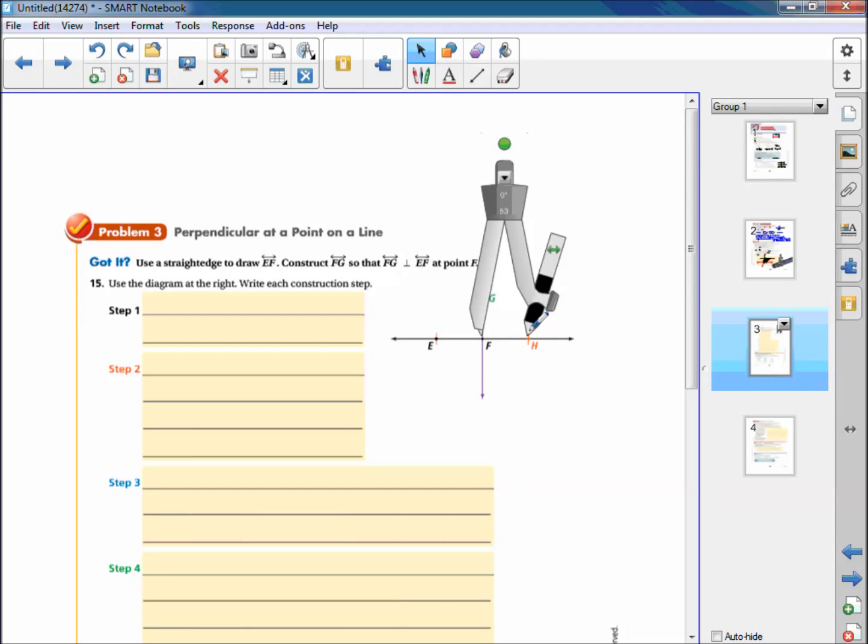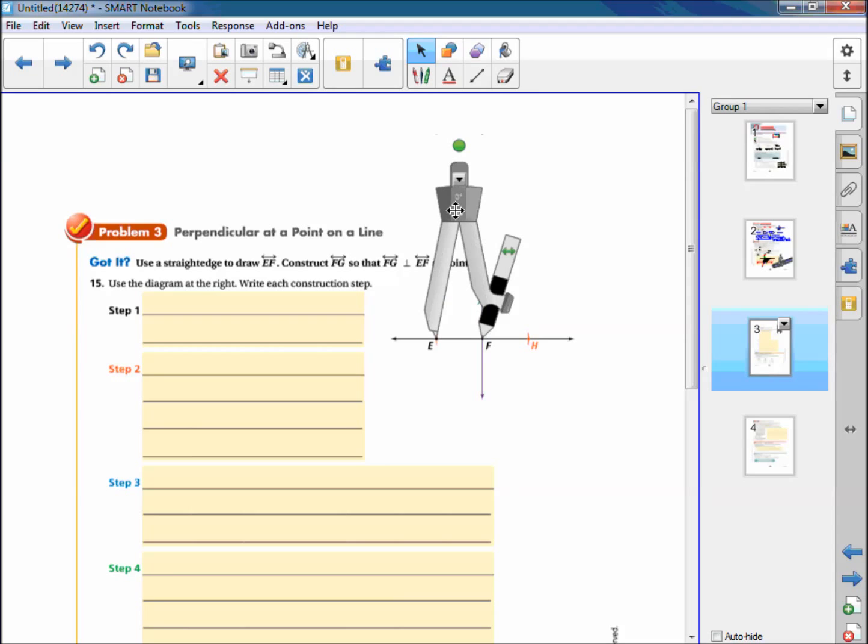So that's what they did. They made that little arc. So now we have 2 points that are equidistant away from F, the place where we want our perpendicular line to go through. Okay, and then all they did was put the compass point on E and then open it up so it's more than halfway between E and H, the new point that we made over here, or so that it's bigger than EF. Think of it that way.